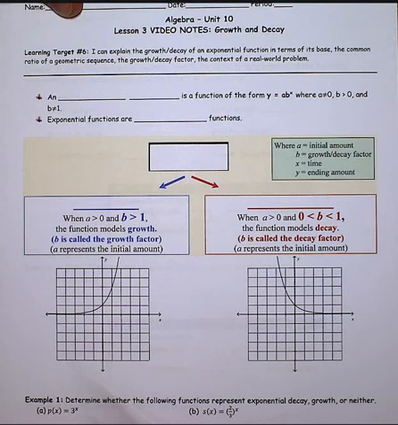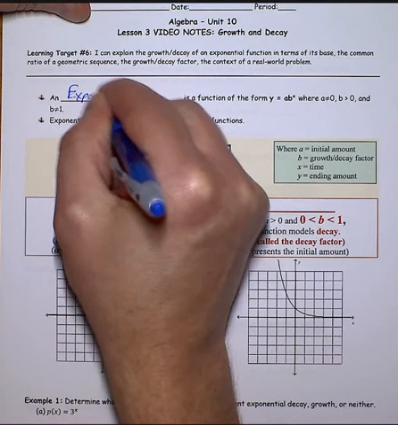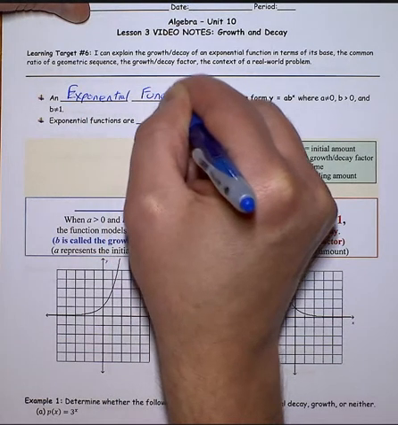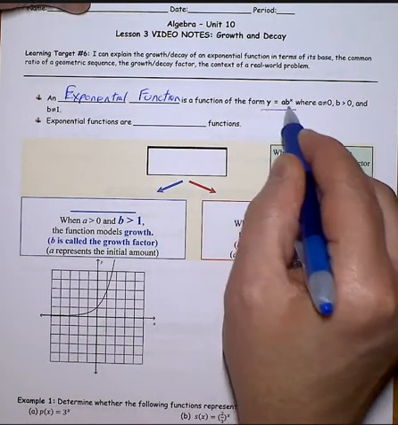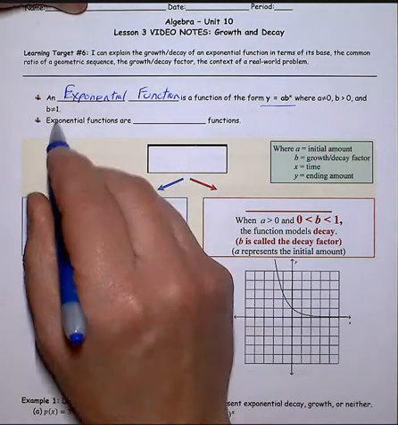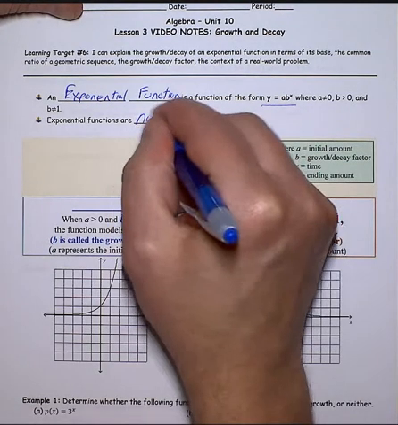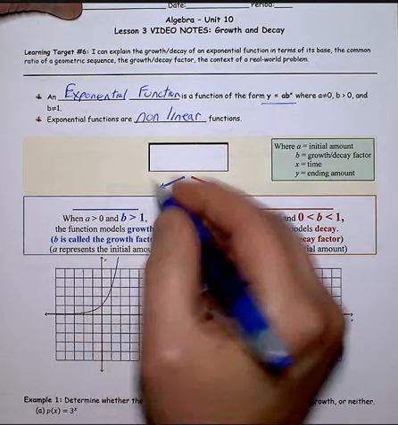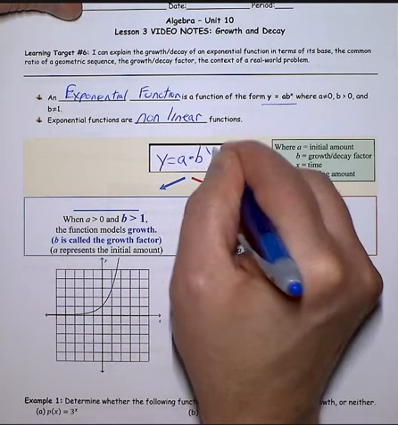So, some definitions. An exponential function is a function of the form y equals a times b to the x. We know that. We're experts at that, where a is not 0, b is greater than 0, and b is not equal to 1. Exponential functions are non-linear.